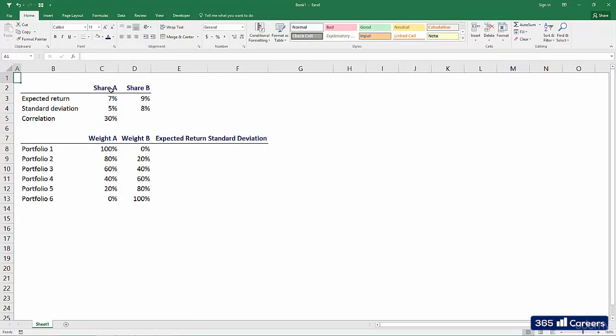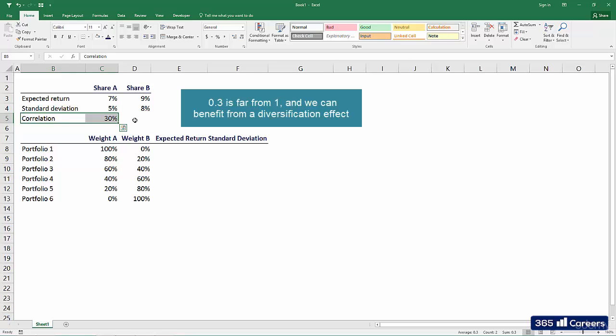Investors can use their shares to form portfolios. We have share A with an expected return of 7% and a standard deviation of 5%, and share B with an expected return of 9% and a standard deviation of 8%. The correlation between the two shares is 0.3. A positive relationship means the two securities will likely change in the same direction. At the same time, 0.3 is far from 1, and we can benefit from a diversification effect when we include the two securities in a portfolio.